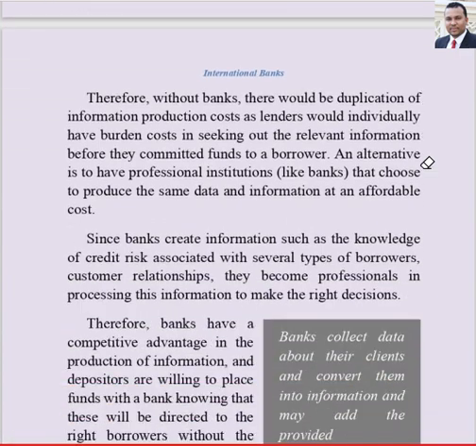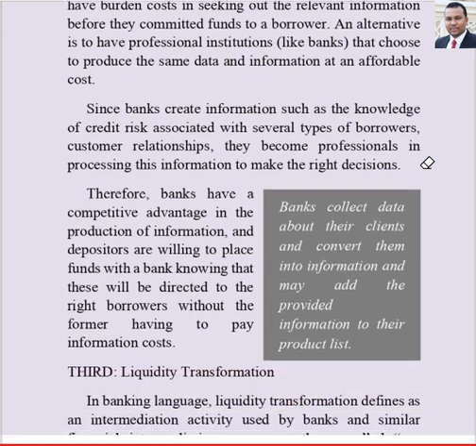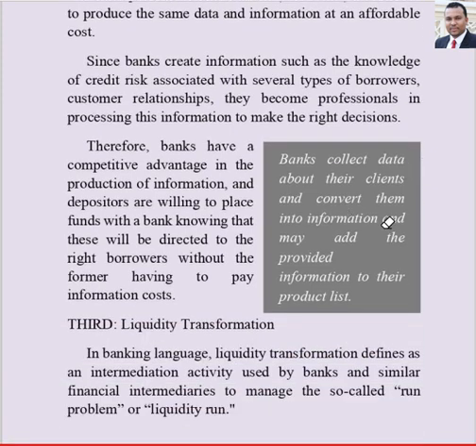The next: what happens without banks? Without banks, we can talk about duplication of information. So in this case, the bank solves this duplication, and we have one source of information. Banks collect data about clients, convert them into information, and may add the provided information to their product list. So the bank can sell reports about the information, the risk, the industry, and the market, and this is another product for banks.